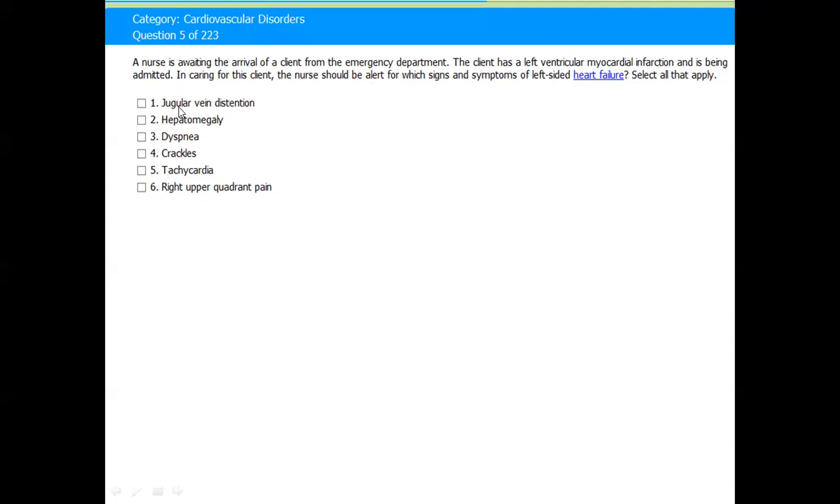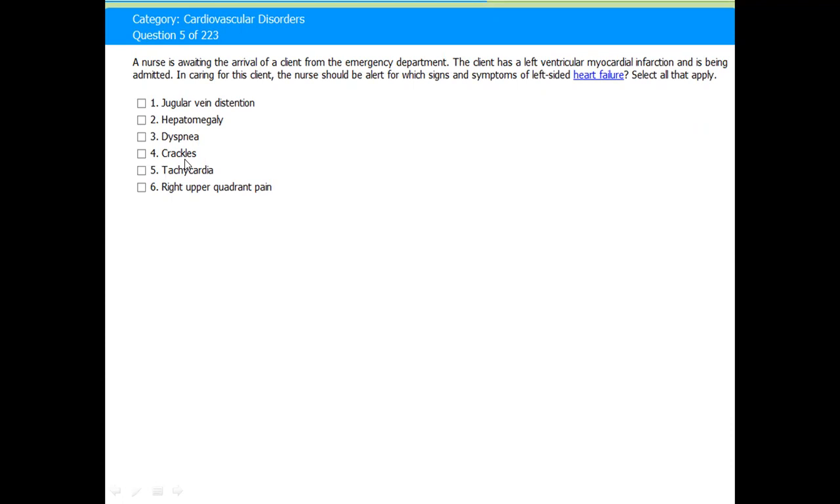You have to find out which one supports left side heart failure or left side myocardial infarction: jugular vein distension, hepatomegaly, dyspnea, crackles, tachycardia, and right upper quadrant pain. There are 6 options, right? Let me answer you. Dyspnea, crackles, and tachycardia is the answer.